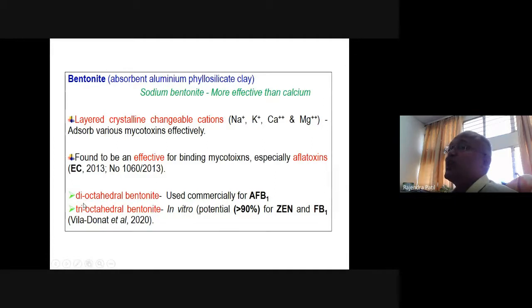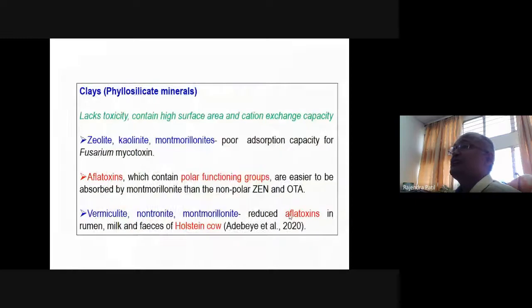Nowadays people are focusing on different forms of bentonite, like dioctahedral bentonite, and these are all used commercially against aflatoxicosis. They also show good potential in in vitro studies against genotoxicity and fluorescent B1 as well.